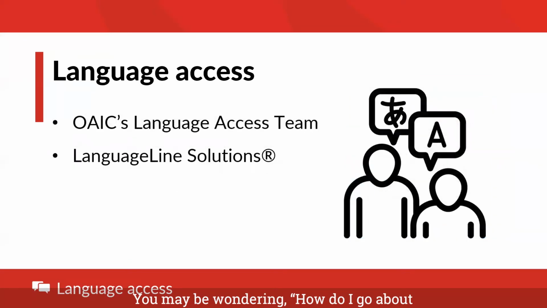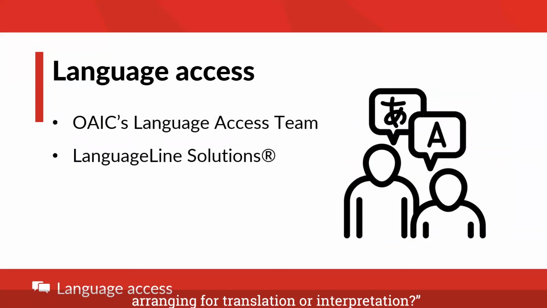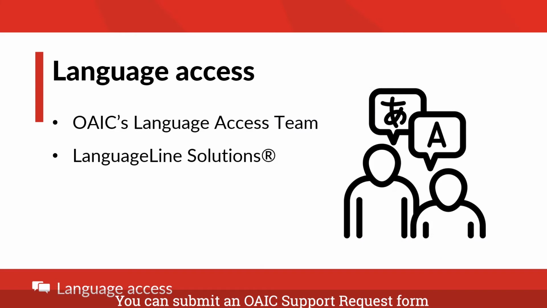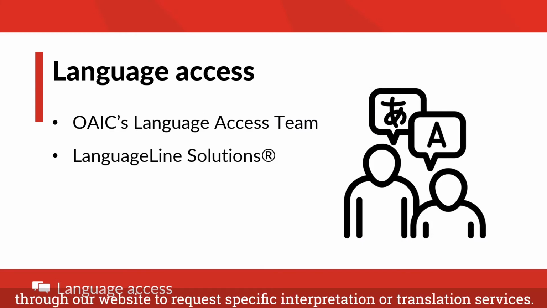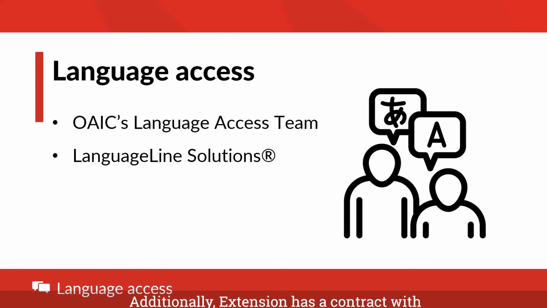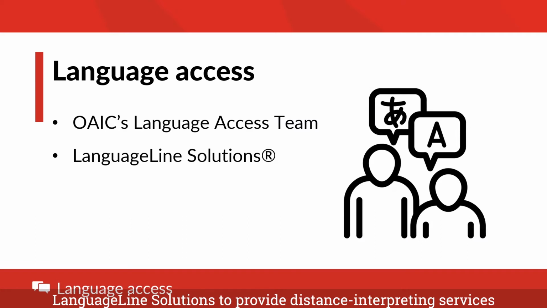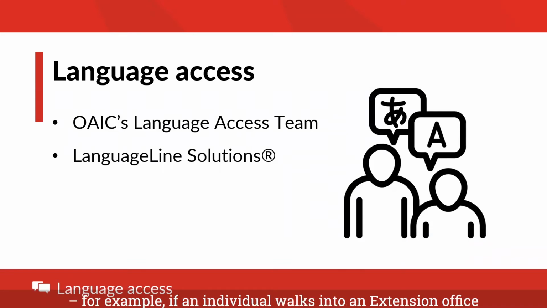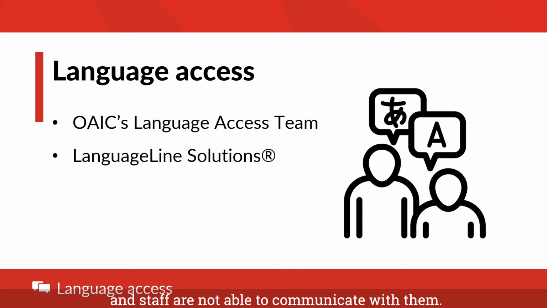You may be wondering, how do I go about arranging for translation or interpretation? OAIC has a dedicated team to support you with language access services. You can submit an OAIC support request form through our website to request specific interpretation or translation services. We've included the link in the More to Explore section in Canvas. Additionally, Extension has a contract with Language Line Solutions to provide distance interpreting services when there is an immediate need for an interpreter. For example, if an individual walks into an extension office and staff are not able to communicate with them. Our website has resources for using Language Line, and your area extension director can provide you with your area's PIN for accessing the service.